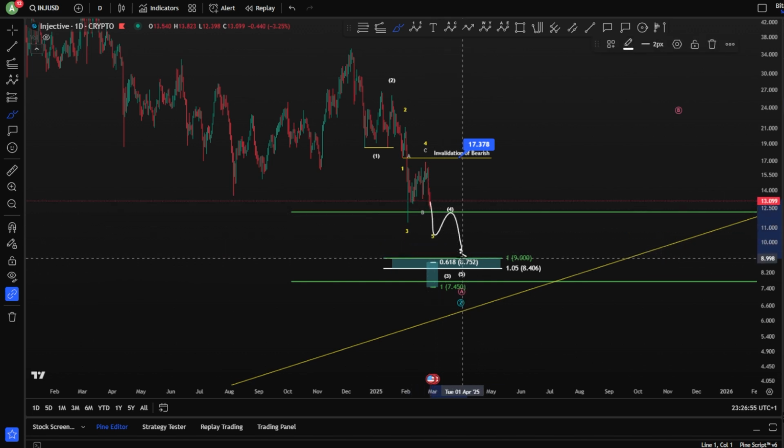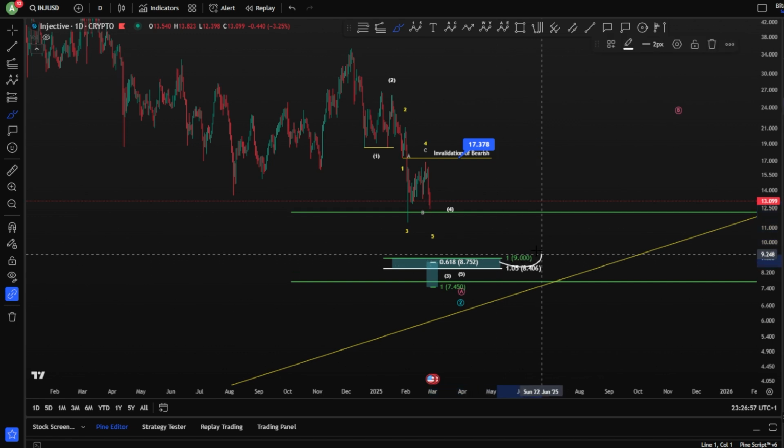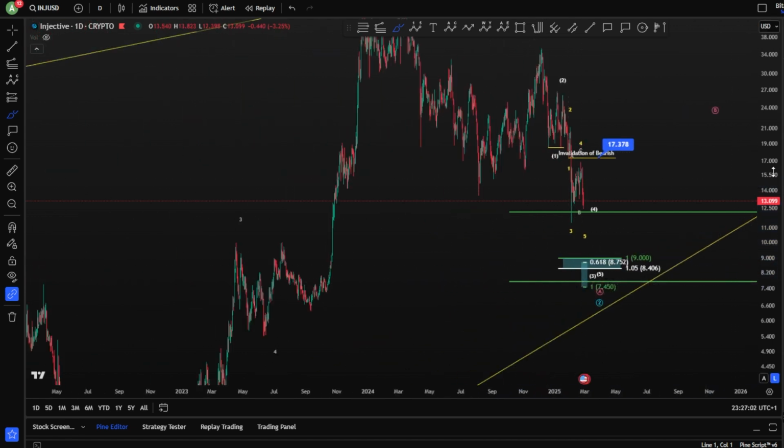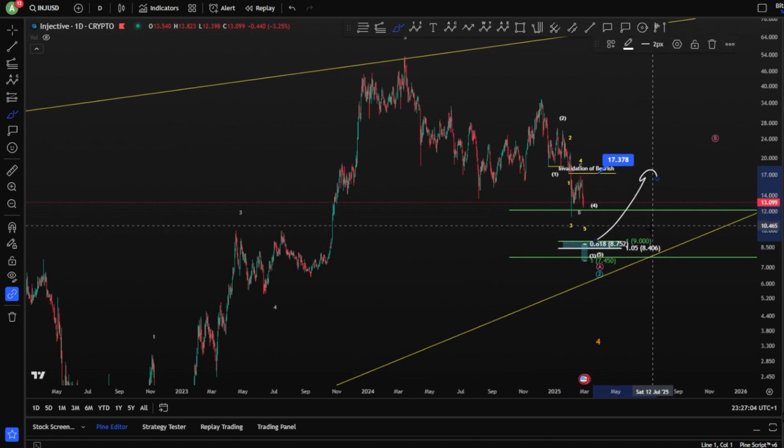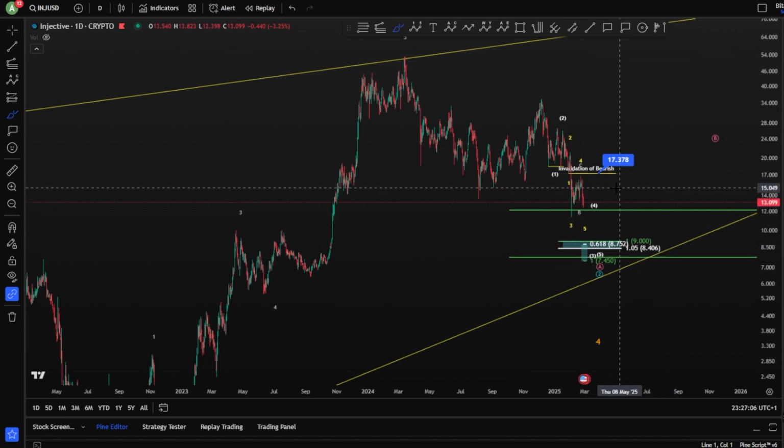Probably even one fib level is a great target, which is $9 exactly. A very psychological target to move higher. So let's watch and see what's gonna happen.